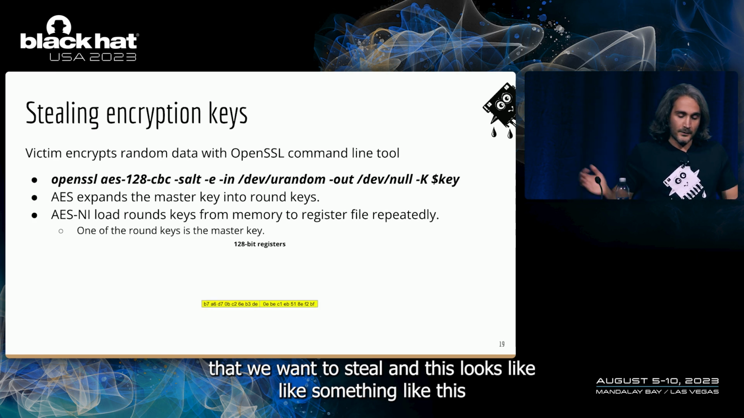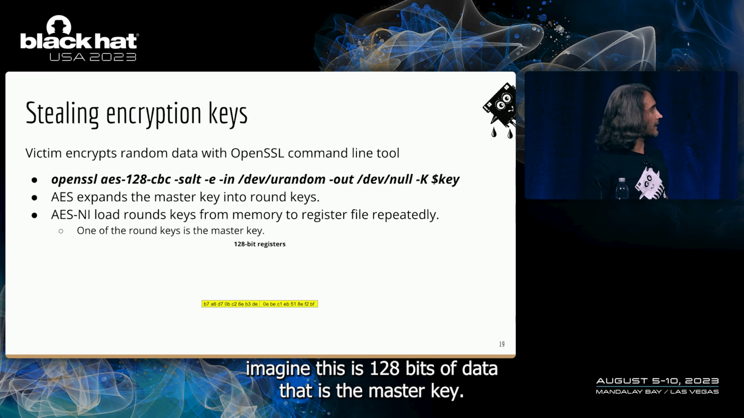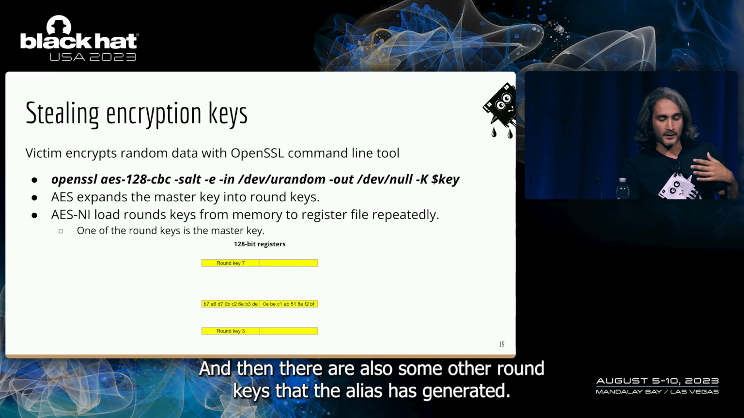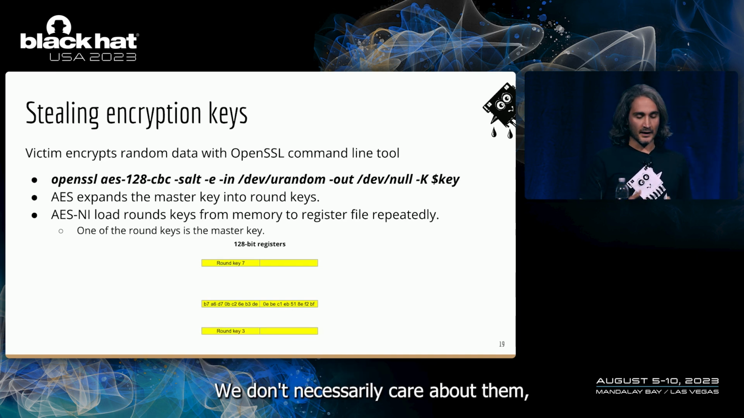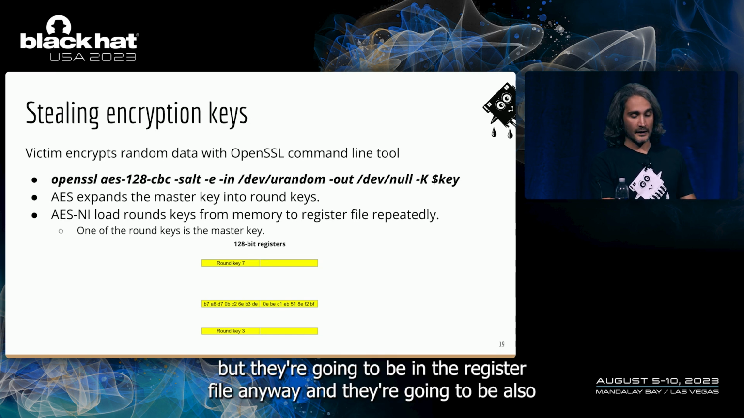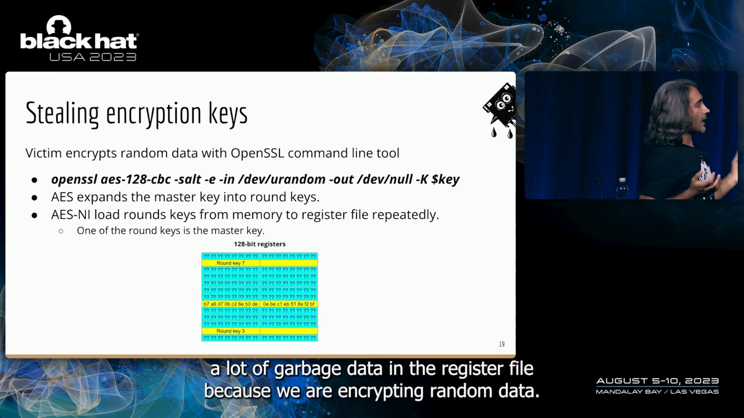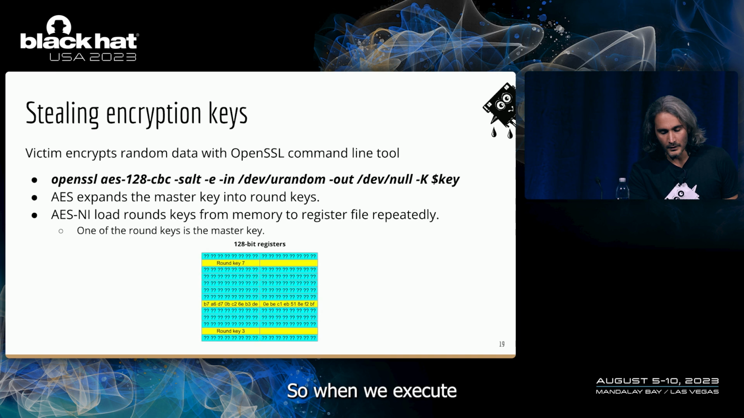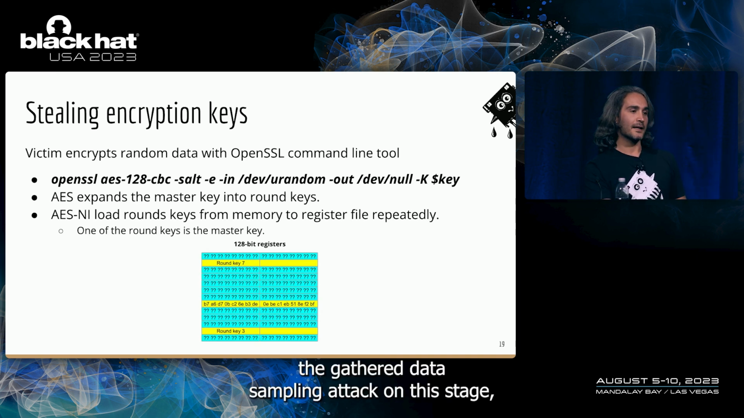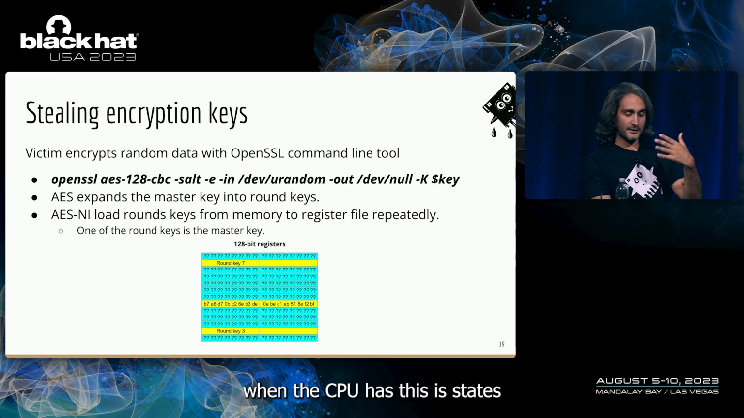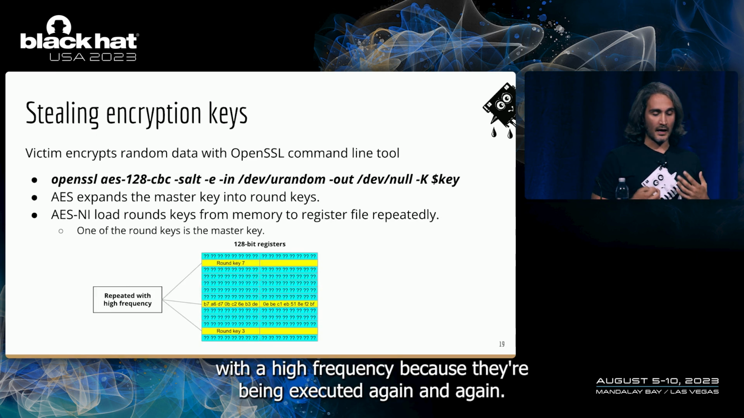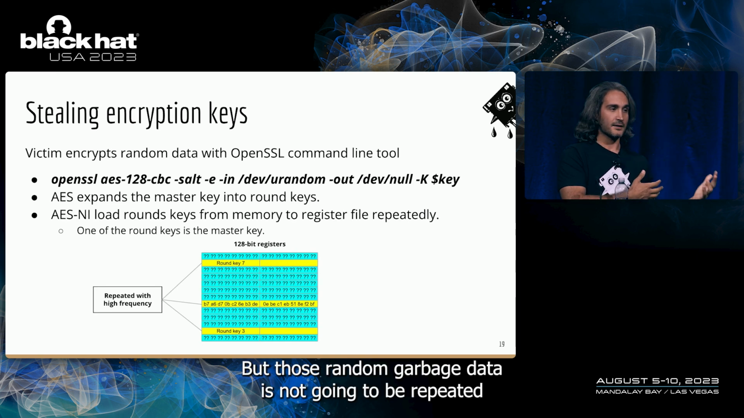And this looks like something like this. Imagine this is 128 bits of data that is the master key. It's in the register. And then there are also some other round keys that the AES has generated. We don't necessarily care about them, but they're going to be in the register file anyway. And there is also going to be a lot of garbage data in the register file because we are encrypting random data. So when we execute the gather data sampling attack on this state, when the CPU has this state, one of the observations is that these round keys are going to be repeated with a high frequency because they are being executed again and again. But those random garbage data is not going to be repeated.